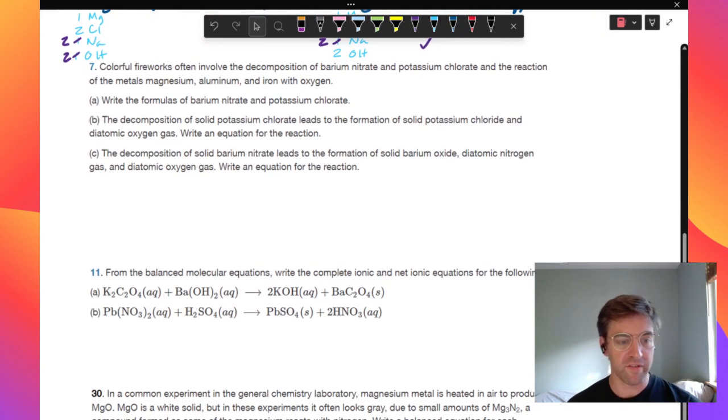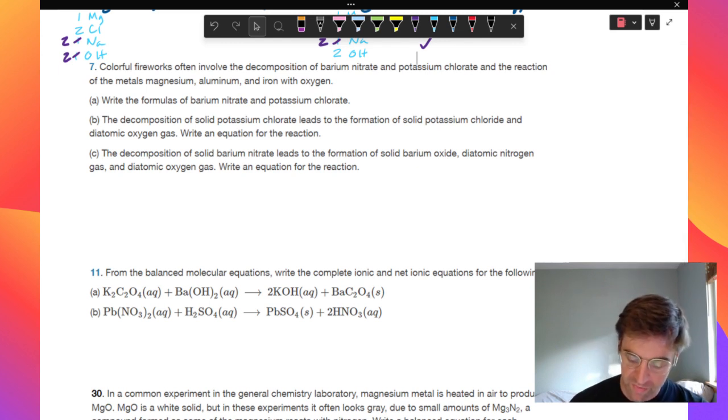All right, question 7. Colorful fireworks often involve the decomposition of barium nitrate and potassium chlorate and the reaction of the metals magnesium, aluminum, and iron with oxygen. These achieve the different colors in combustion. So write the formulas of barium nitrate and potassium chlorate.